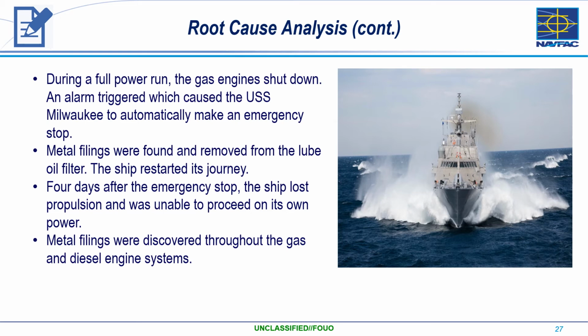During a full power run, the gas engines shut down. An alarm triggered, which caused the USS Milwaukee to automatically make an emergency stop. Metal filings were found and removed from the lube oil filter. The ship restarted its journey. 4 days after the emergency stop, the ship lost propulsion and was unable to proceed on its own power. Metal filings were discovered throughout the gas and diesel engine systems.